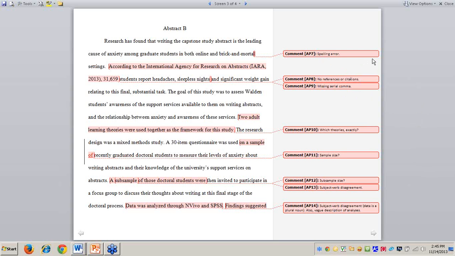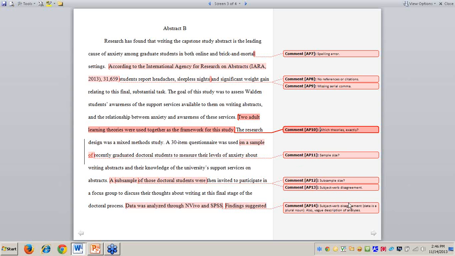Barbara is talking about citations. What were the theories? So as we move on in this abstract, there's the problem with the citations. You see what the goal of the study is. We want to assess Walden students' awareness of support services available to them on writing abstracts. The relationship between anxiety and awareness. Two adult learning theories were used together as a framework for the study. Barbara asks, what were those theories? And exactly, Barbara, that's what I would ask. I want to know the names of those theories. Provide a little bit more detail, please.